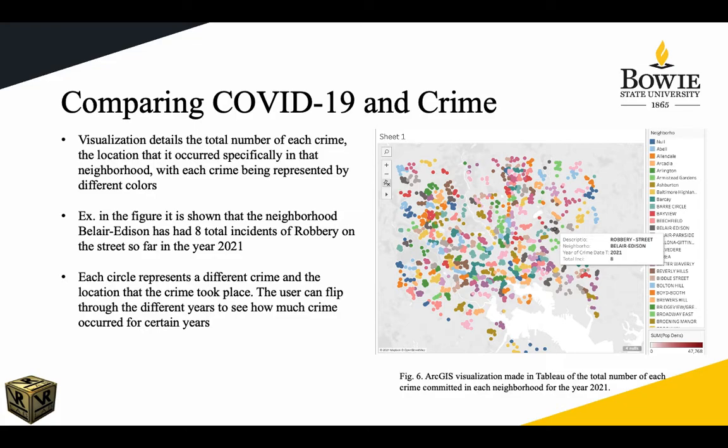In this visual, it details the total number of each crime, the location that it occurred in, specifically in the neighborhood, with each crime being represented by different colors. So, for example, in the picture, you can see that the neighborhood Bel Air Edison has had a total of 8 incidents of robbery on the streets so far in the year 2021. Each circle represents a different crime and a location that it took place in.